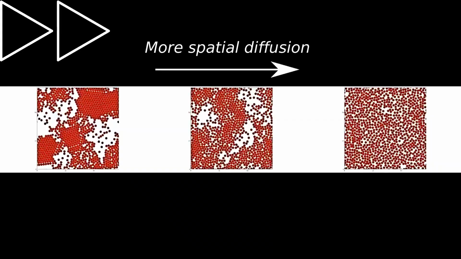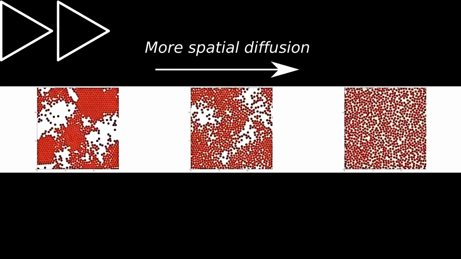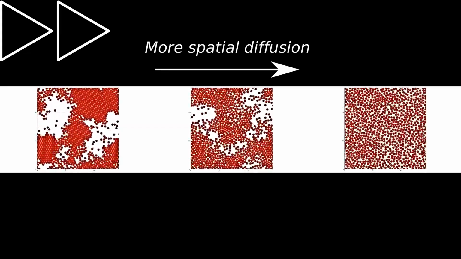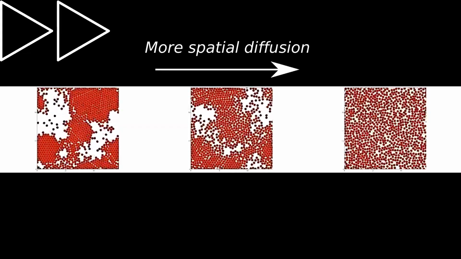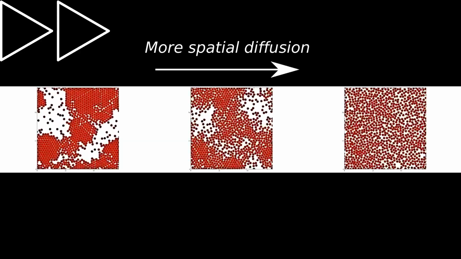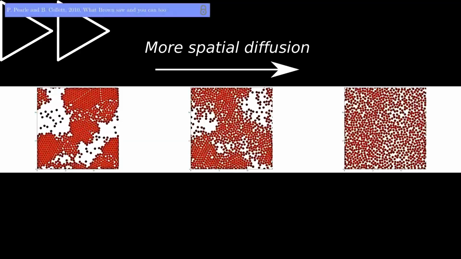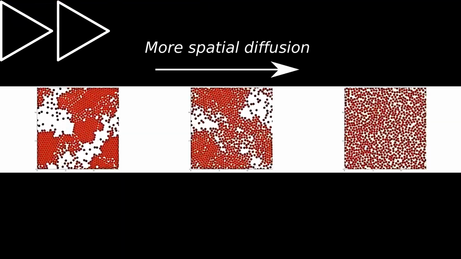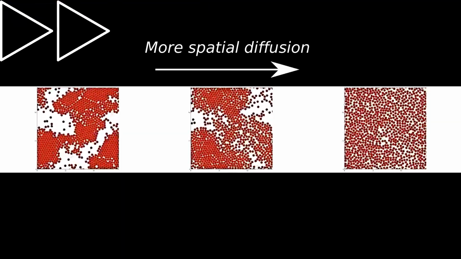This experiment hints that the clustering is an intrinsic part of an active system. As spatial diffusion increases, the particles behave more like Brownian motion, like pollen grains under a microscope, a passive system, as the self-propulsion is dominated by the thermal noise.